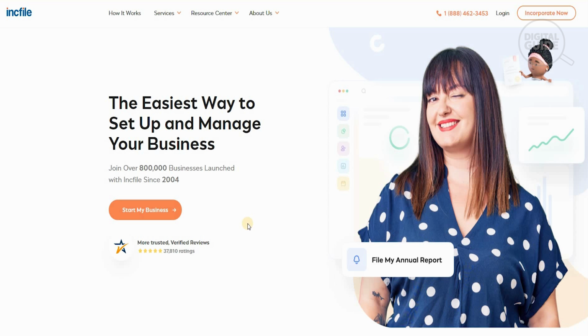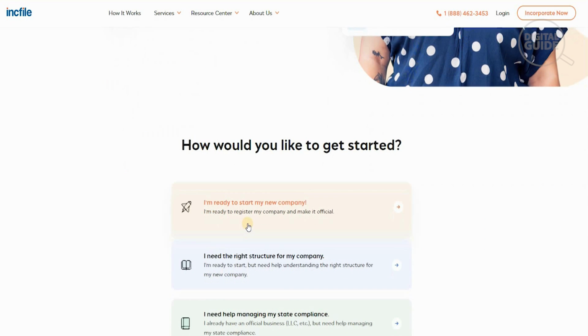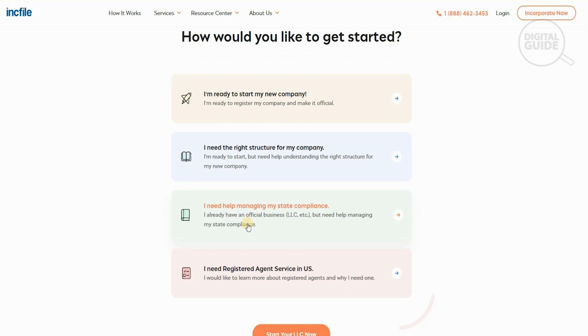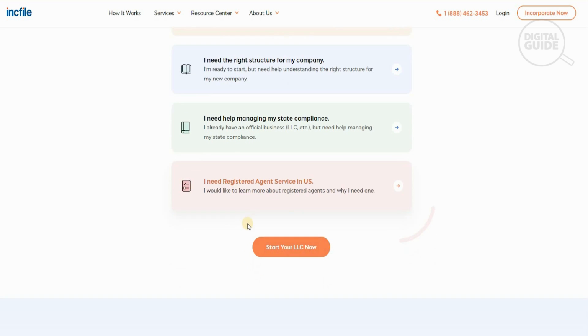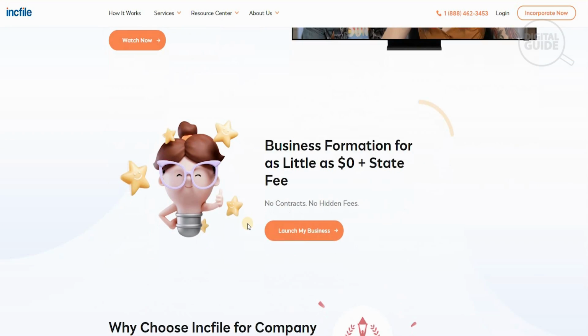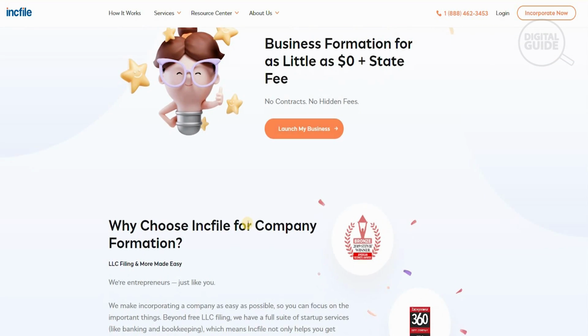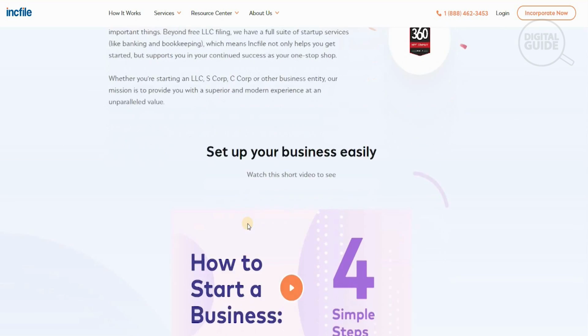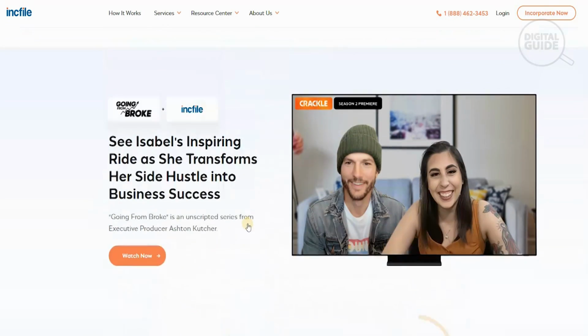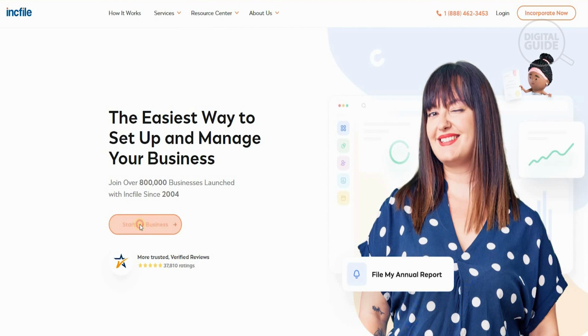Over 800,000 businesses have launched with Inkfile since 2004, and they give you a complete breakdown, from getting your company set up with the right structure, to managing your state compliance, and getting you in touch with registered agents in the US. And this is the reason why a lot of entrepreneurs are moving towards Inkfile. It's a very simple 4-step methodology, and you can easily start the registration of your organization by getting over here and clicking start my business.